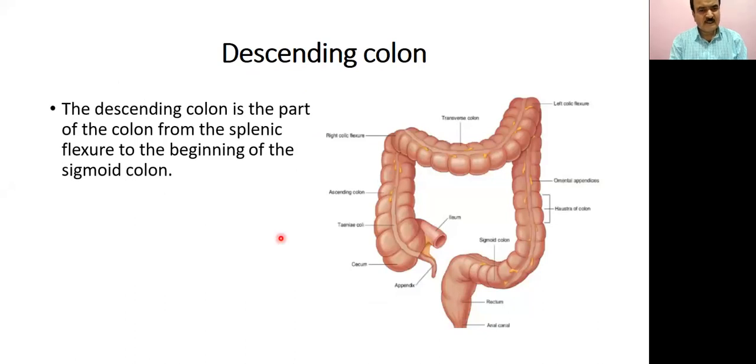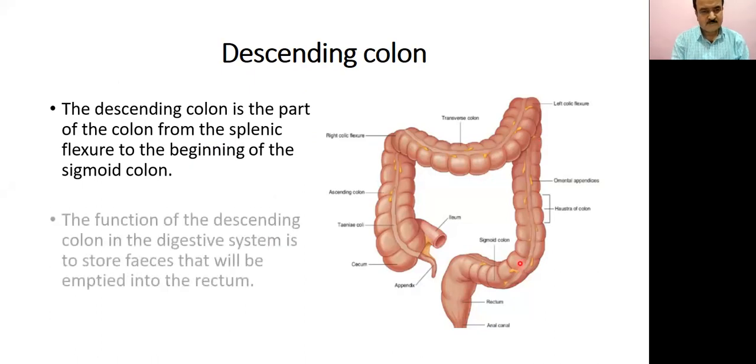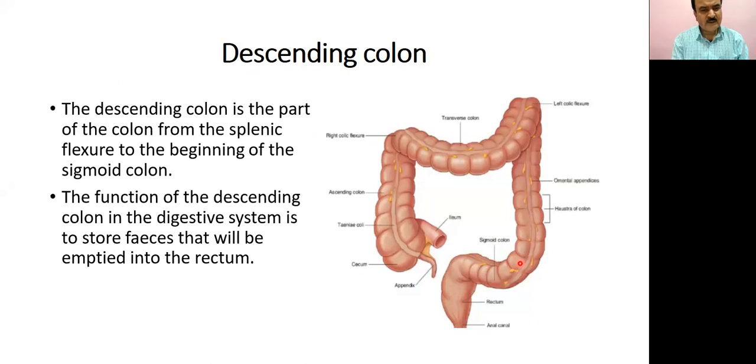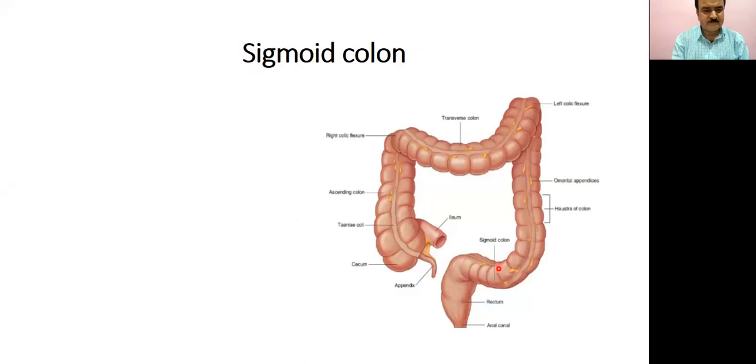Coming to the descending colon, it is the part of the colon from the splenic flexure to the beginning of the sigmoid colon. From here, this is the splenic flexure. It goes downwards up to the sigmoid colon. The function of the descending colon in the digestive system is to store feces that will be emptied into the rectum. So it stores the feces and then that gets propelled through the sigmoid colon into the rectum.